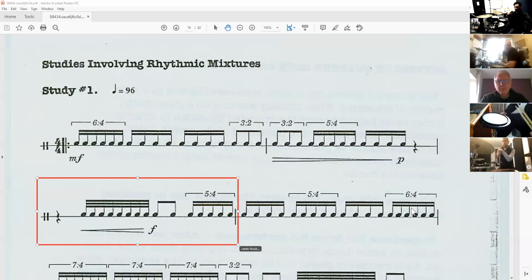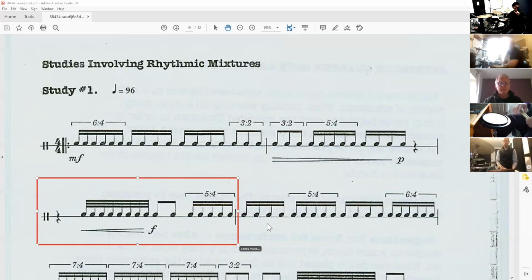So this one is a tricky one because it goes from very busy to very loose subdivisions very quickly. So we gotta make sure that we are in full control of the pulse. Otherwise, we're gonna hit that quintuplet with a very wobbly internal click. So, as always, let's practice counting it.